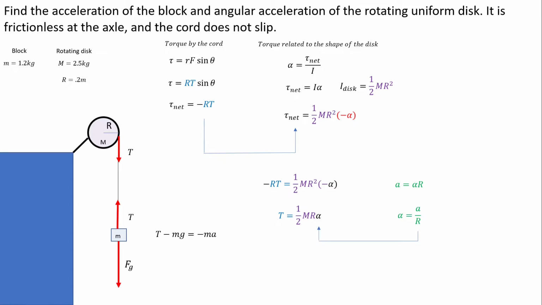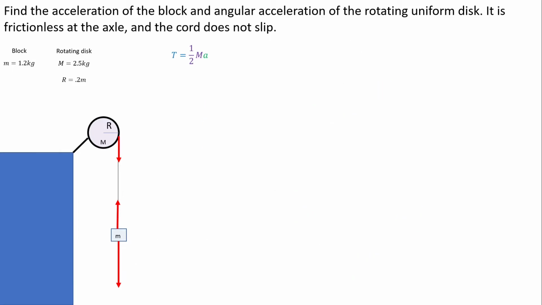Tension is now defined as 1/2 times mass times radius times linear acceleration over the radius. Radius cancels out, and we're left with tension equals 1/2 M times linear acceleration. This equation can be used because we define tension in terms of a, and we can plug this into the equation we developed for the free body diagram. This equation looks a lot better. The only unknown in this equation is acceleration.